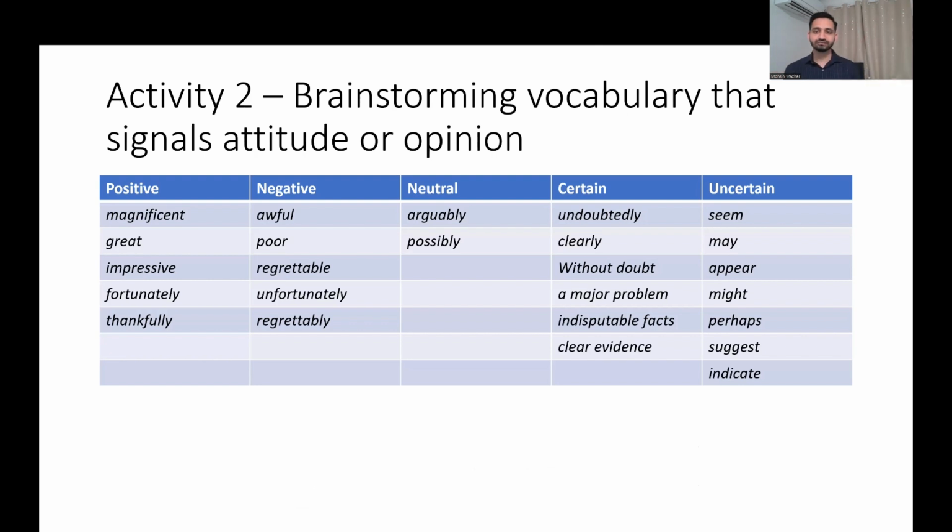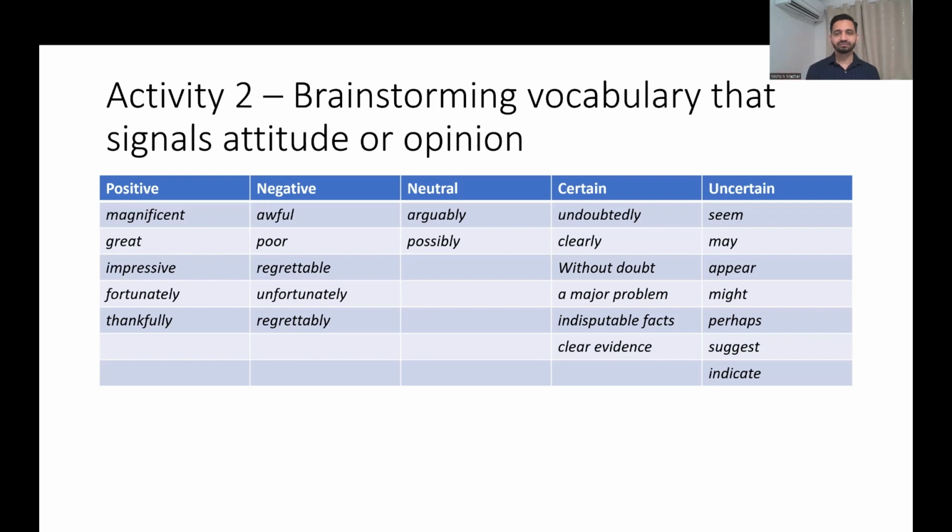So for positive attitude or opinion, he might use words like magnificent, great, impressive, fortunately, thankfully. For negative opinion or negative attitude, he could use words such as awful, poor, regrettable, unfortunately, and regrettably. For neutral, he could use arguably and possibly, right? And you can also use these adverbs in your summary as well, and you can use synonyms.